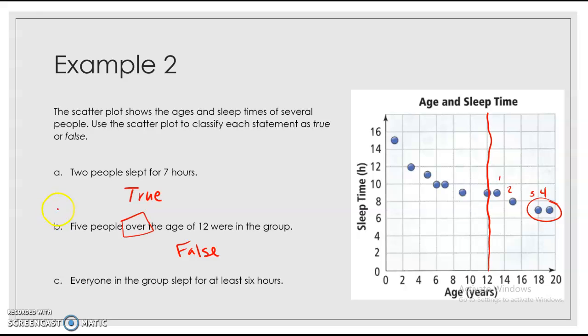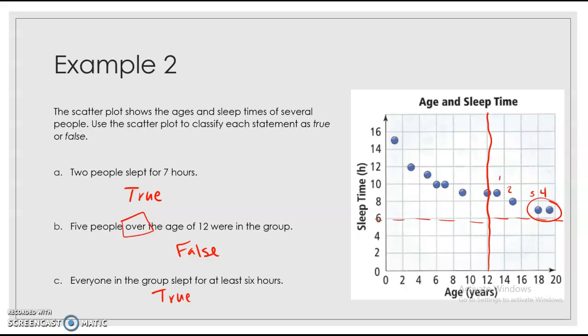All right, statement C, everyone in the group slept for at least 6 hours. So I'm going to go to sleep time, which is our Y value. I'm going to go to 6. And I want to make sure that every dot is above the 6, because that means that they slept for more than 6 hours. And the answer to that, all these dots are above, silly Mrs. Cartwright, above 6. So this is a true statement. And so that's how easy those types of questions are.